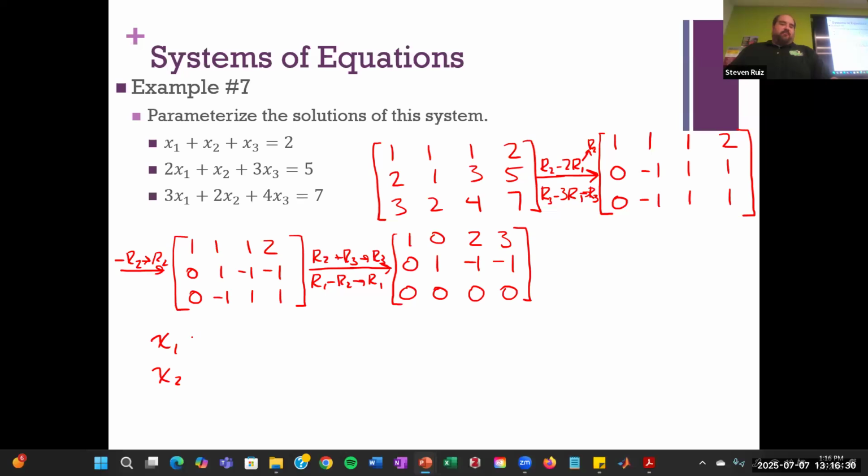So what can I say about x1? What's x1 equal to? 3 minus 2x3. And x2 is equal to? -1 plus x3, right? Okay.